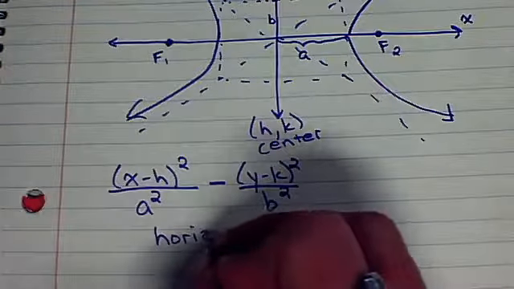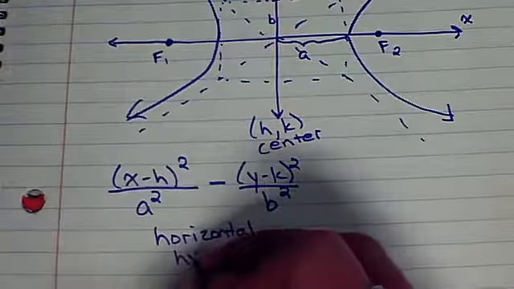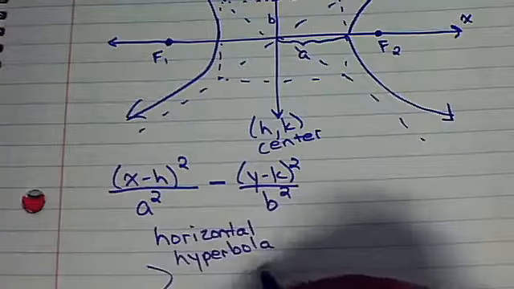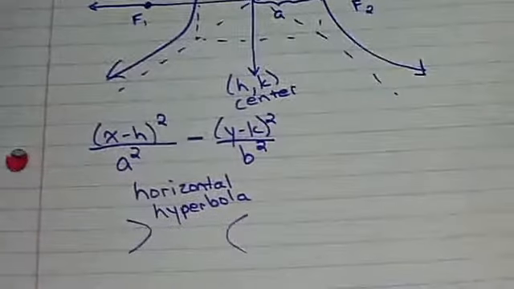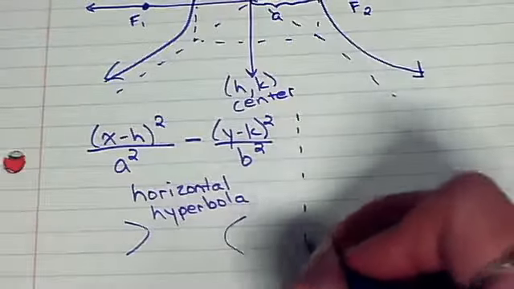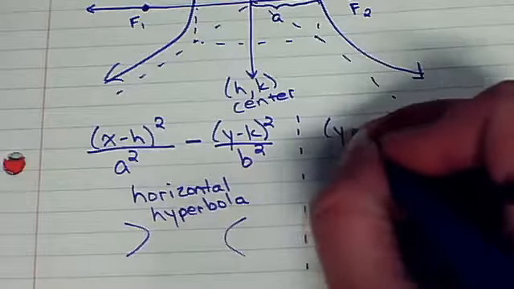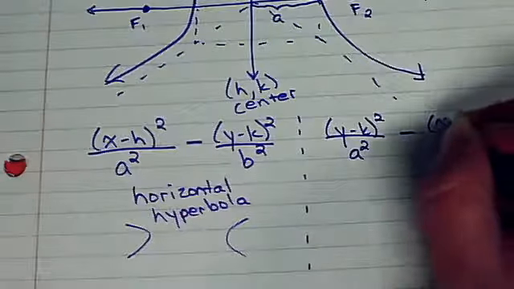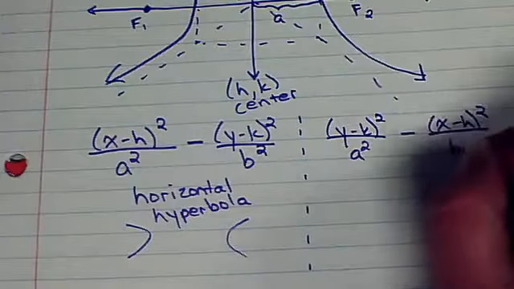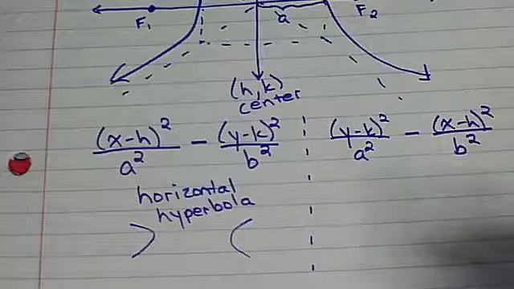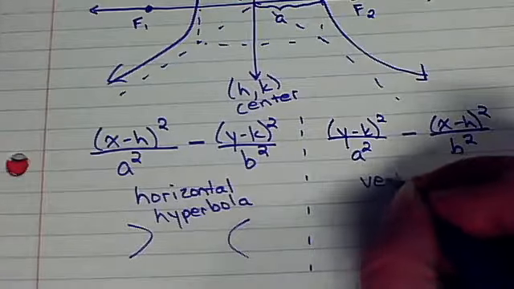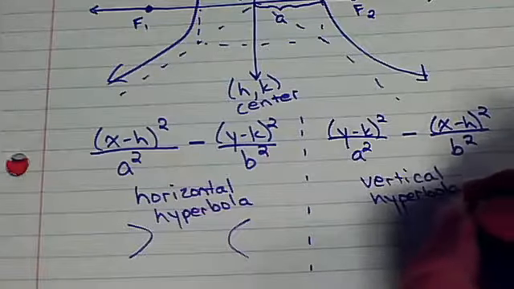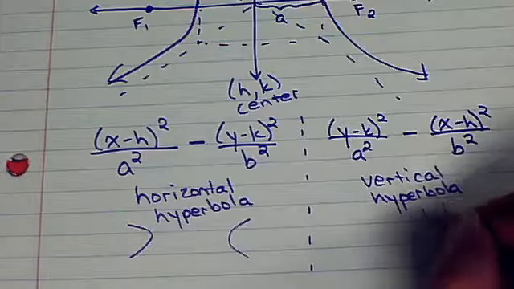Now this is going to be a horizontal hyperbola, just like the one we have up above. It's going to open left and right. Now we have another option. We could have the y come first. Now if the y came first, how do you think that's going to change the hyperbola? Well, you're right. It'd be a vertical hyperbola. It's going to open up and down.